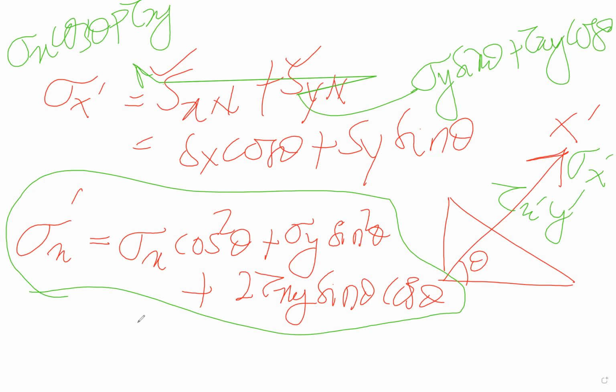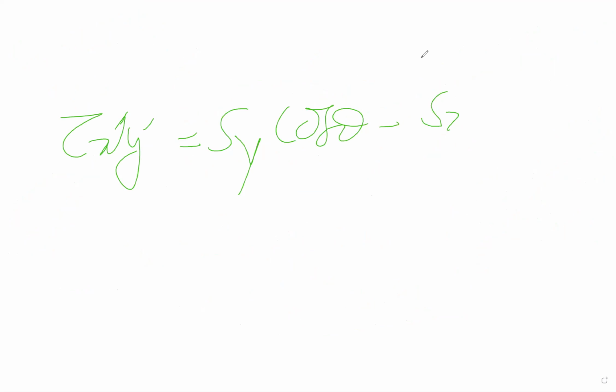We are calculating sigma x dash here, but we are not calculating the shear stresses. So we need to calculate the shear stress on that oblique plane. To find the shearing stress on that oblique plane, that is tau x dash y dash, tau x dash y dash is Sy cos theta minus Sx sin theta. This is just the opposite of the stress sigma x dash.